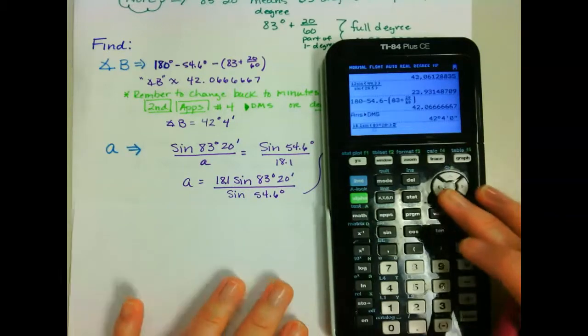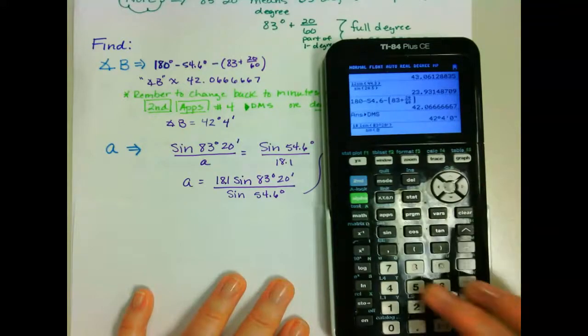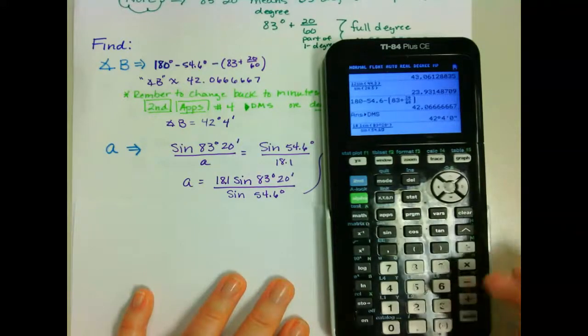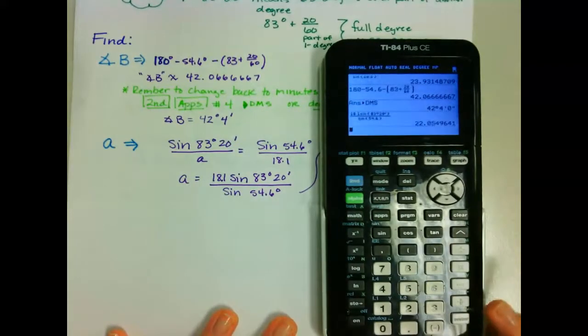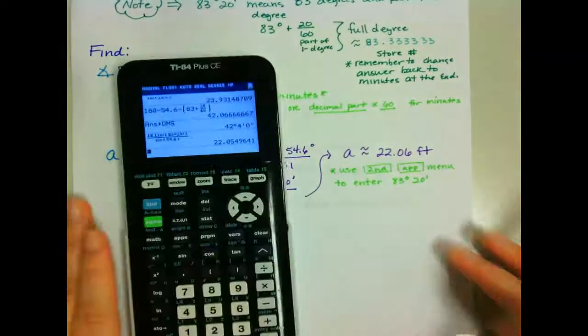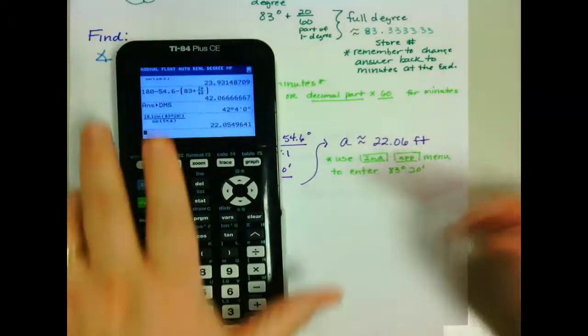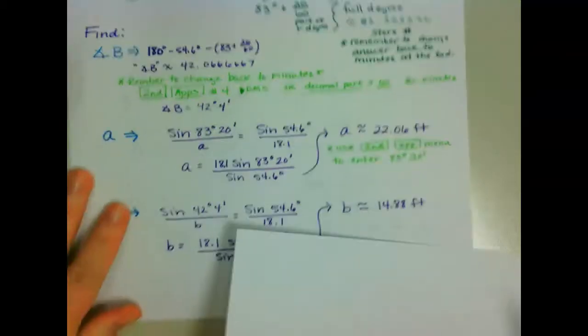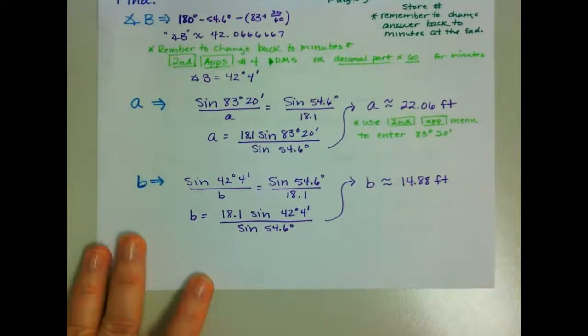And then I'm going to go down to the bottom and press sine, and I'm just going to have 54.6 degrees, which we don't need the symbol for since it's all in degrees. And then I hit equals, and that gives me my answer, 22.06. And remember that it's length, so I don't have to convert anything. This is just what I have, and then I can do basically the same thing for B and calculate that.